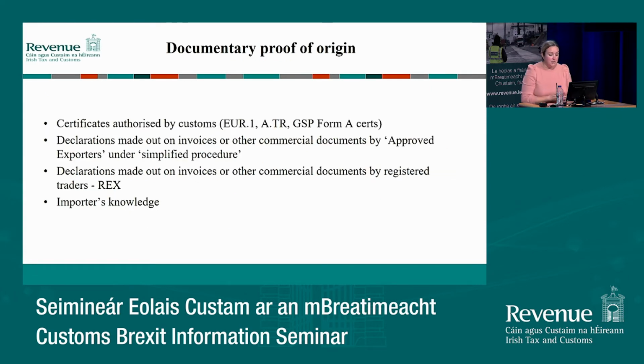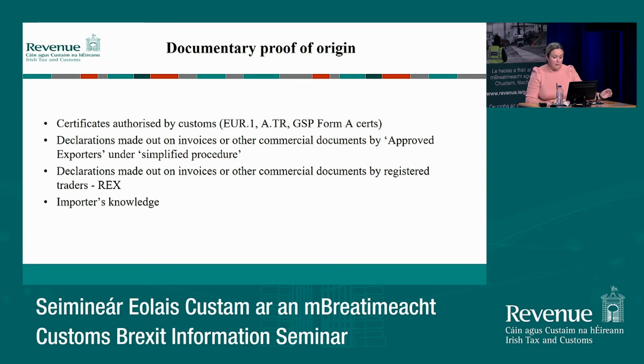Now, I've mentioned a few times that origin always needs to be proven in order to claim any preferential treatment, and there's a few ways of doing this, and they're listed on the screen. But really the one that's most frequently used is the electronic system known as the registered exporters system. And this is what's being discussed as part of the EU-UK free trade negotiations.